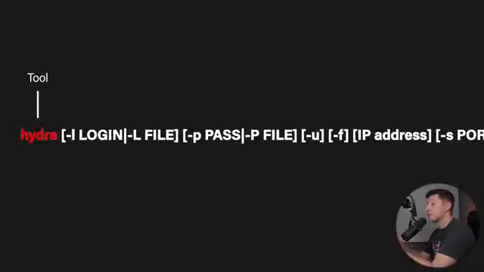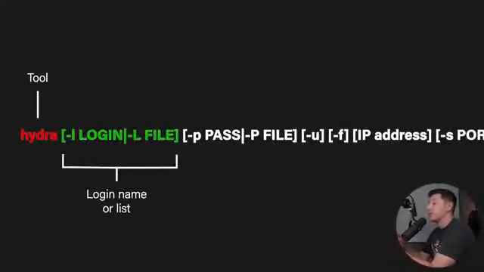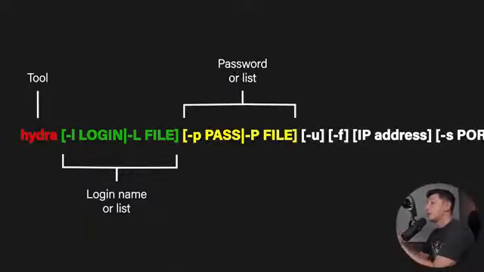Hydra specifies the tool. -l login or -L file is the section that we tell Hydra what to put into the username field. We can use a lowercase l and specify a user account manually, or we can use an uppercase L and use a list of usernames. -p pass or -P file is very similar to the last one, but it tells Hydra what to put into the password field. Using a lowercase p tells us to specify the password, and the uppercase P will use a password list.